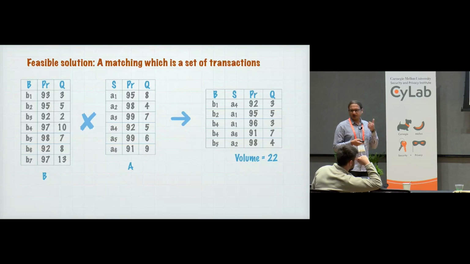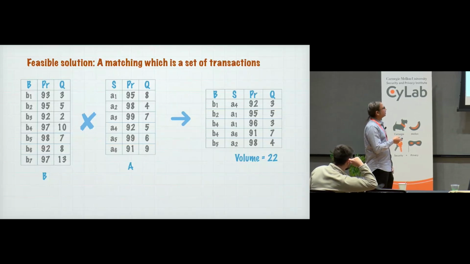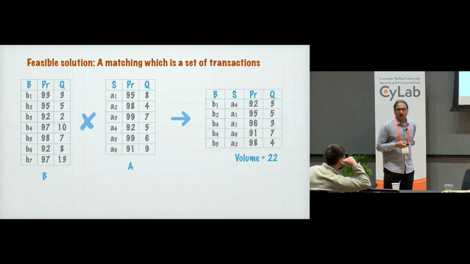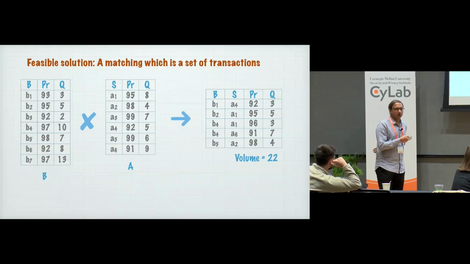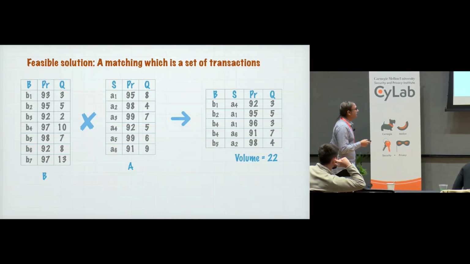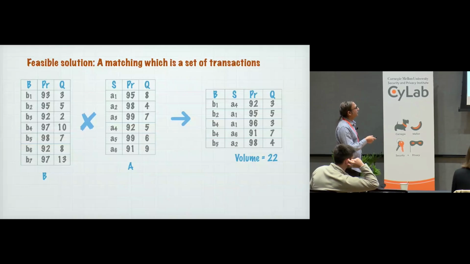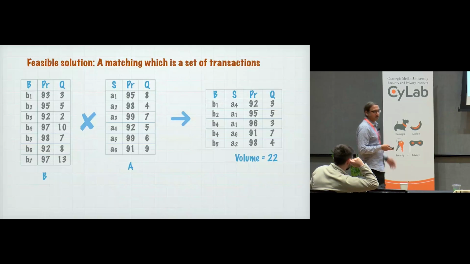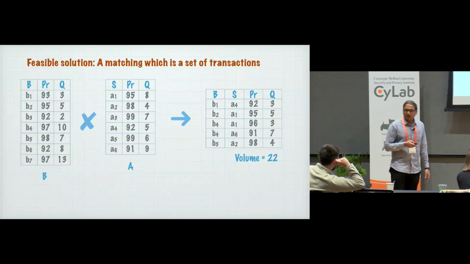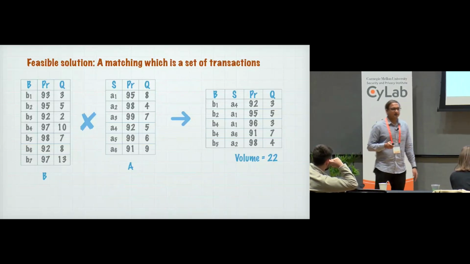So these are the natural constraints. Limit prices should be respected. The quantities should be respected. And such a list is called a feasible solution. It's called a matching. And what is the volume of this matching? You just add the quantities up, 22 coins. So such a matching, you are saying that 22 coins will change hands from the sellers to the buyers. Okay, any questions so far?